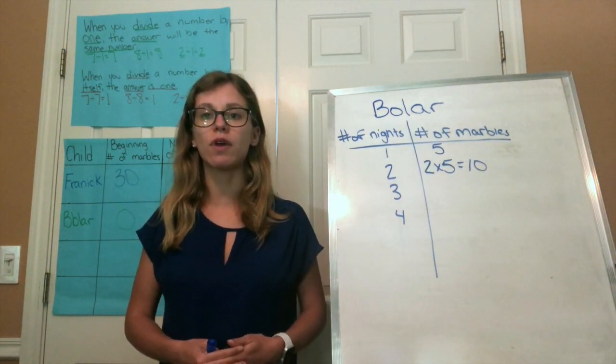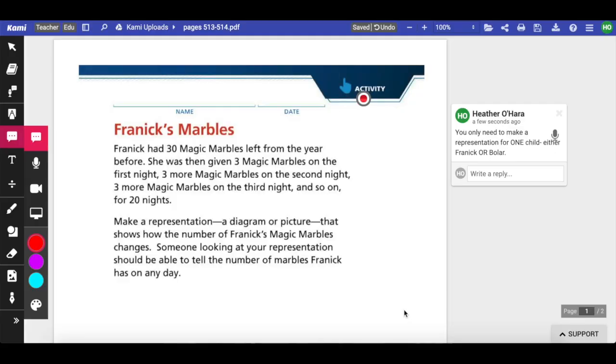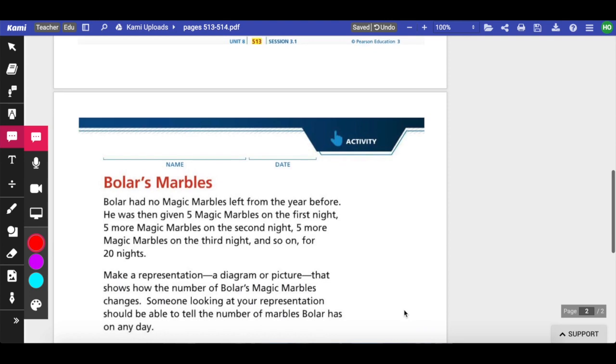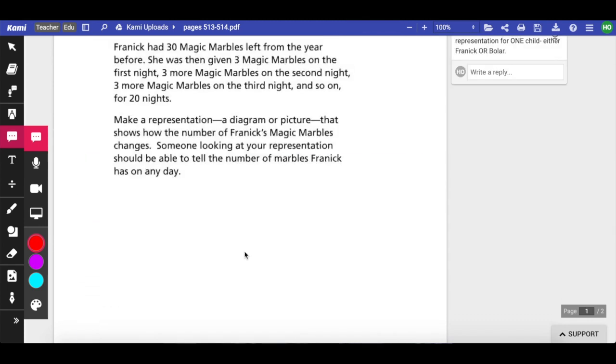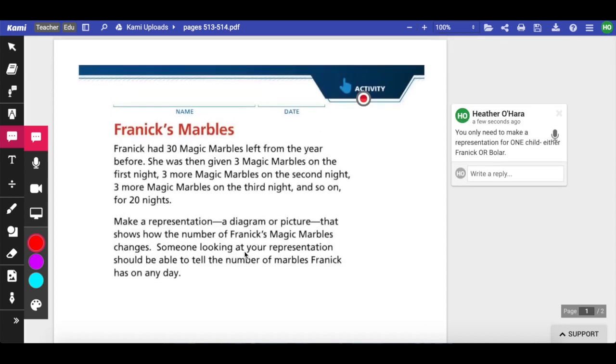So I'm going to pull up our have to right now so you can take a look at it. So for your have to today, which is Franek marbles or Bolar's marbles, what you need to do is take one of the stories of one of the Romarian children. So you could either choose Franek or Bolar, but you don't need to choose both. And your task is to make a representation, a diagram or a picture, so either a table or a picture that helps keep track of how many magic marbles either Franek or Bolar has after 1 night, 2 nights, 3 nights, 4 nights, all the way up to 20 nights. So then you're going to use that representation to tell how many magic marbles this child has by the end of 20 nights.